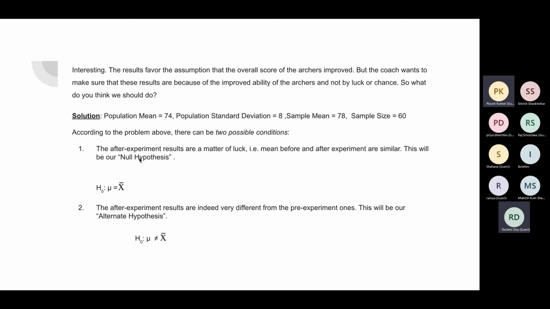If our experiment results are a matter of luck, which means mean before and after the experiment should be similar, right? So our null hypothesis will be that population mean is equal to sample mean. But our alternative hypothesis says that the after-experiment results are indeed very different from the pre-experiment ones, because the exercises and the meditation implemented by the coach actually worked on the ability of the archers. So our alternative hypothesis will be population mean is not equal to the sample mean.